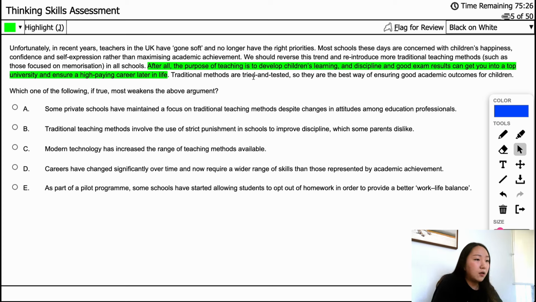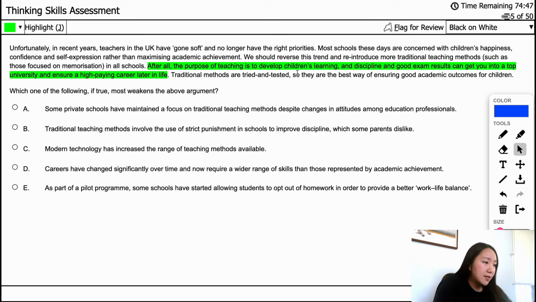So here is our argument that's now coming into it. So before, we've got a bit of that context that's saying, teachers are not doing the right thing. They care about happiness. They care about other things. We need to go back to the traditional way. Why is that? Is how you know the argument's coming. The reason is because we need to teach in order to help children learn and get good results. Because why? It then gets you into a good university. And then what does that get you? A high paying career later in life. So there's actually quite a chain of like, this leads to this, leads to this, leads to this. But the core argument is that it starts here. The root of it is we need traditional teaching.